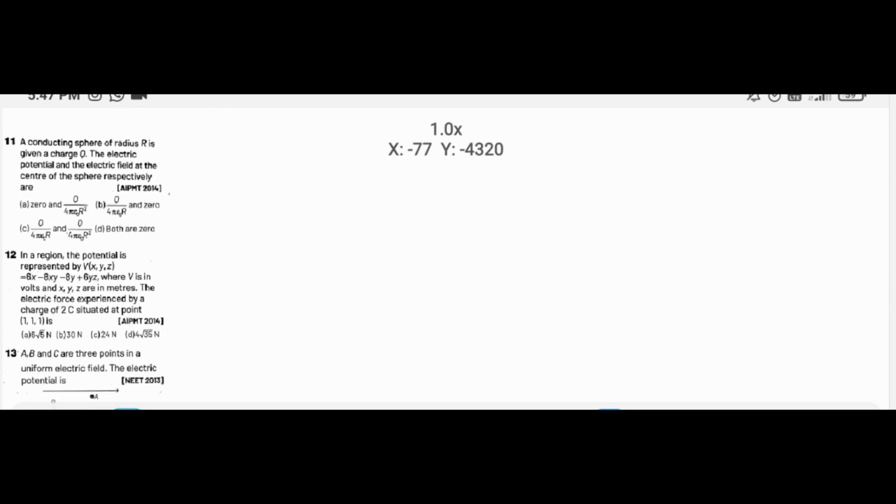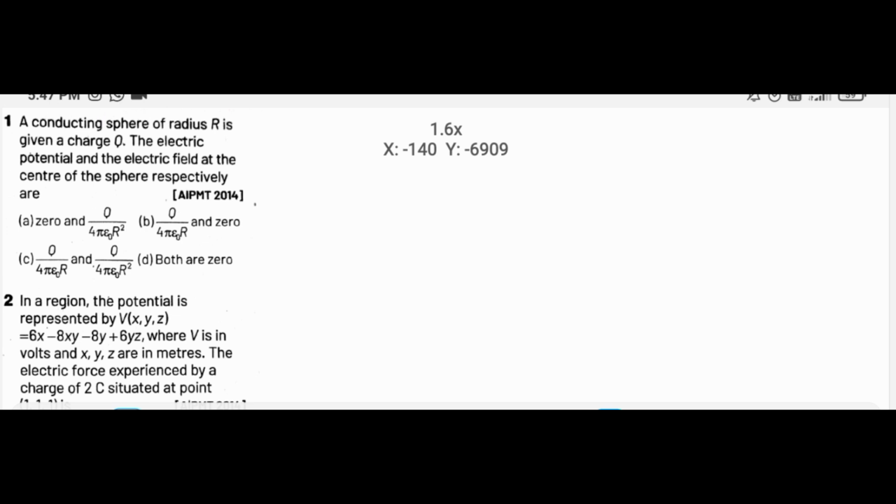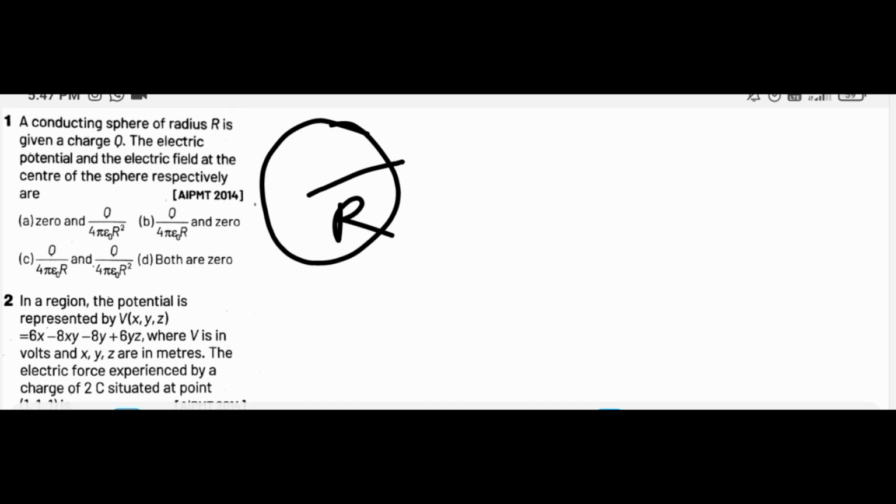Next, 11th question. A conducting sphere of radius r is given a charge q. The electric potential and electric field at the center of the sphere respectively is. They told a conducting sphere which has a radius r. Electric potential and field at the center. Electric field at the center, I have told this in the previous question only. What is the electric field at the center of the sphere? Which will be 0, right?